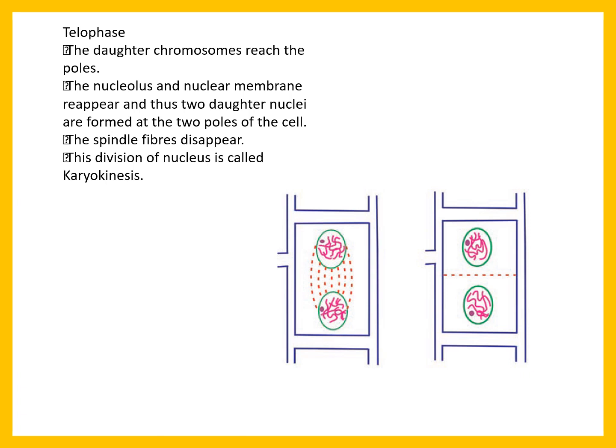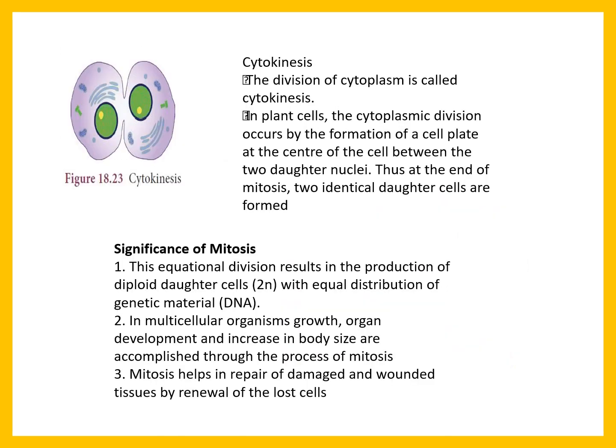And then division of the cytoplasm, cytokinesis, occurs, forming the two daughter cells. That's the mitotic phase: prophase, metaphase, anaphase and telophase, and cytokinesis, division of the cytoplasm. In plant cells, the cytoplasm divides by the formation of a cell plate, called phragmoplast, at the center of the cell between the two daughter nuclei. Thus at the end of mitosis, two identical daughter cells are formed.